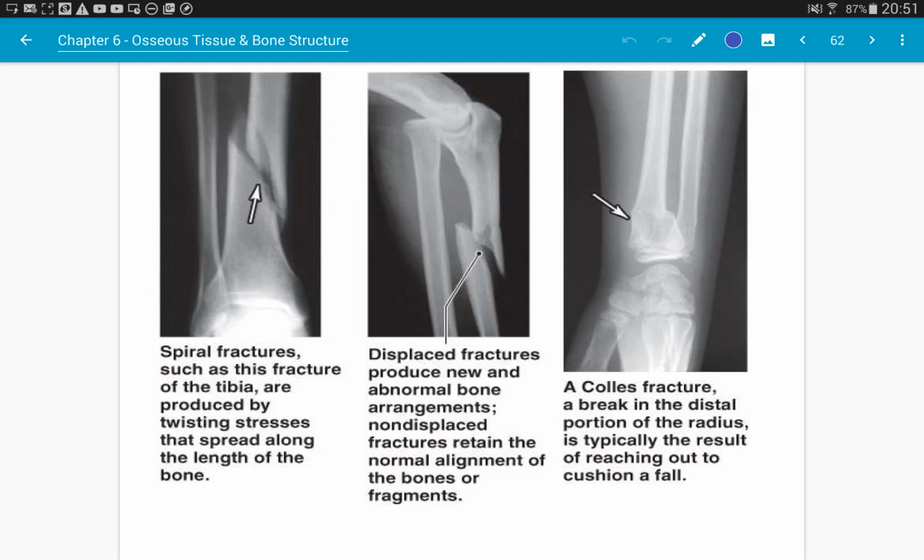Okay, next, spiral fracture. So if you look closely at this picture here, this is the tibia. Here's the fibula. So this is the ankle. This is our lateral malleolus, our medial malleolus. This is the talus. So this is the tibia here, and a spiral fracture is produced by twisting of the bone, and so the actual fracture has this twisting pattern.